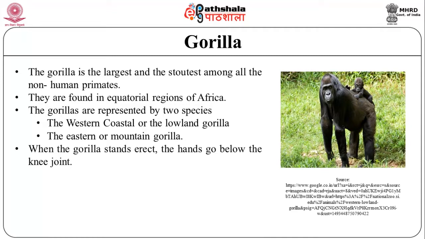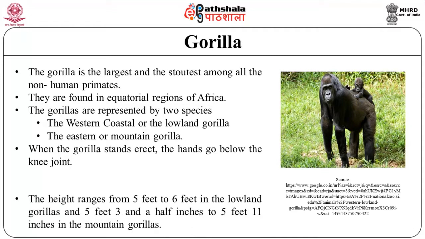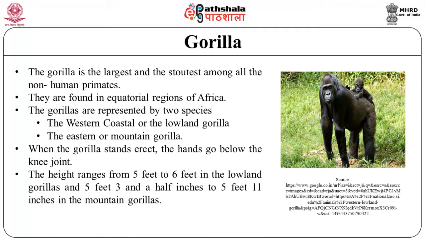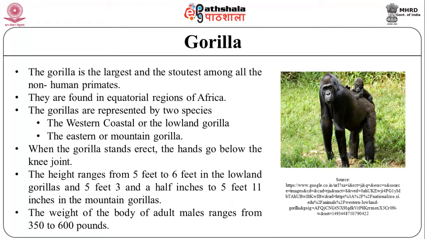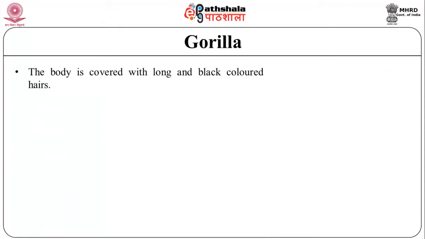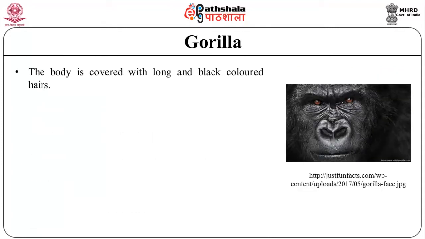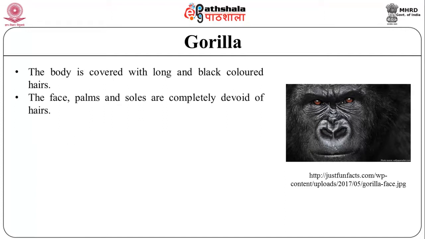When the gorilla stands erect, the hands go below the knee joint. The height ranges from 5 feet to 6 feet in the lowland gorillas and 5 feet 3.5 inches to 5 feet 11 inches in the mountain gorillas. The weight of the body of adult males ranges from 350 to 600 pounds. The body is covered with long and black colored hairs. The face, palms, and soles are completely devoid of hairs.